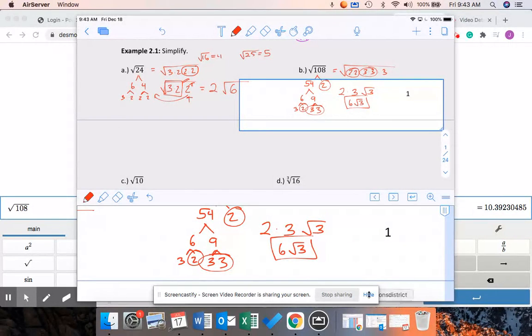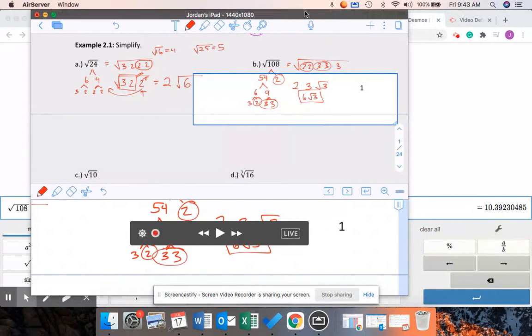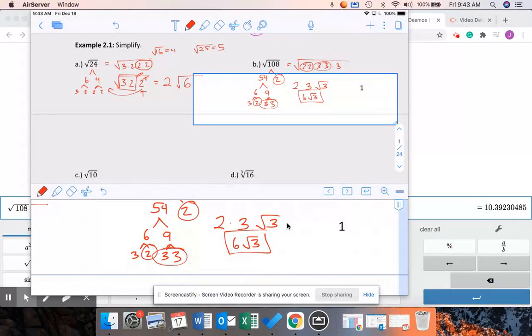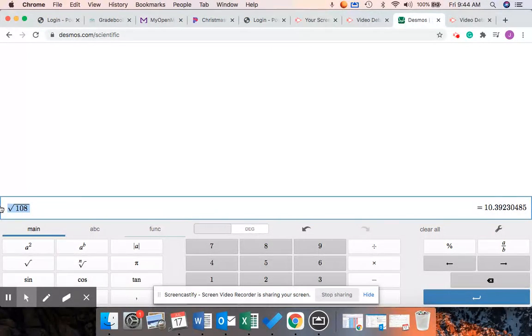Now you're thinking, Miss K, you just showed us that it's supposed to be 10-something, right, 10.4. Why is 6 root 3 the answer? Well, what's the square root of 3 equal to? The square root of 3 is 1.7, okay? What's 1.7 times 6? 1.7 times 6 is the 10.4, okay?